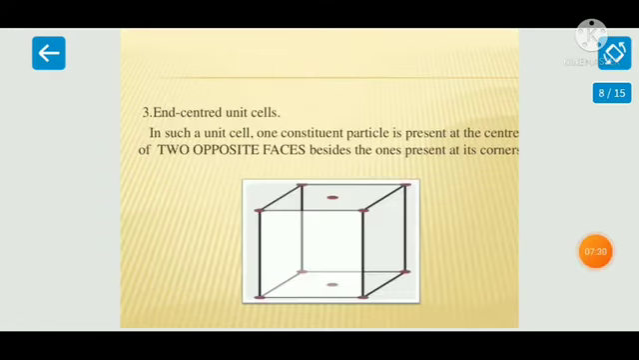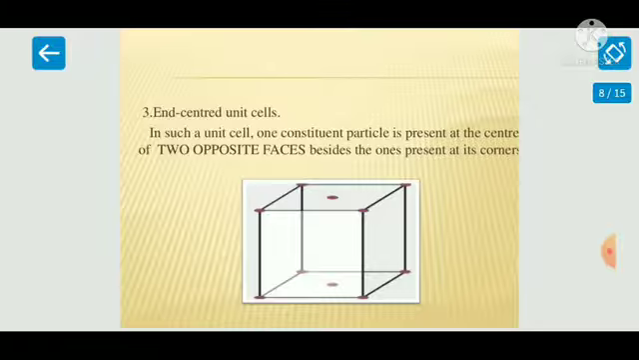End-centered unit cell. In such a unit cell, one constituent particle is present at the center of two opposite faces, up and down, besides the ones present at its corners. See that a cube has one atom each placed on two opposite faces of the cube. Thus we can say that 8 atoms are present at 8 corners.